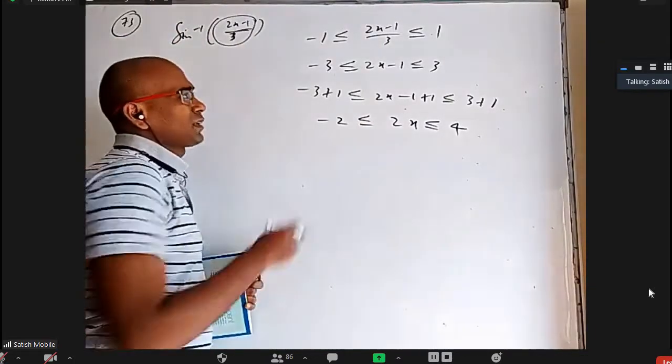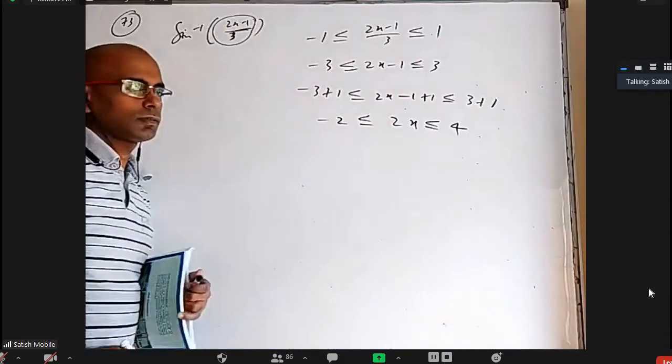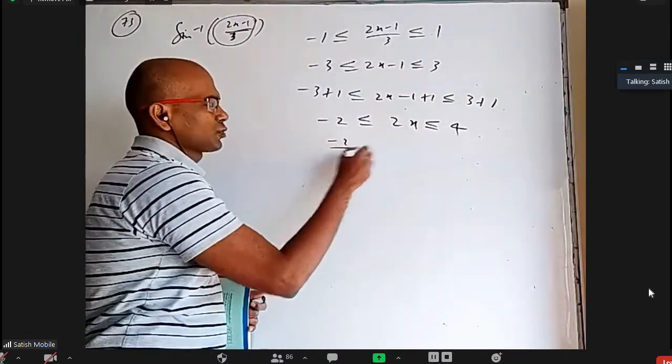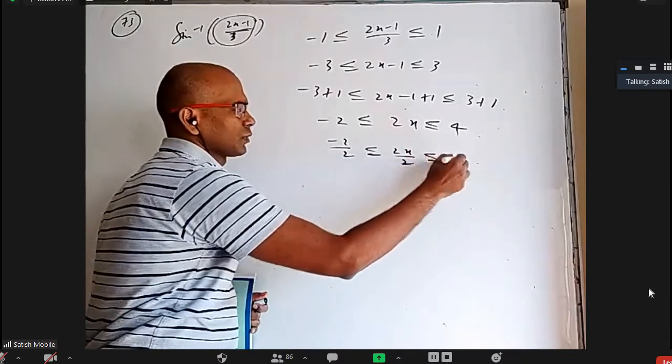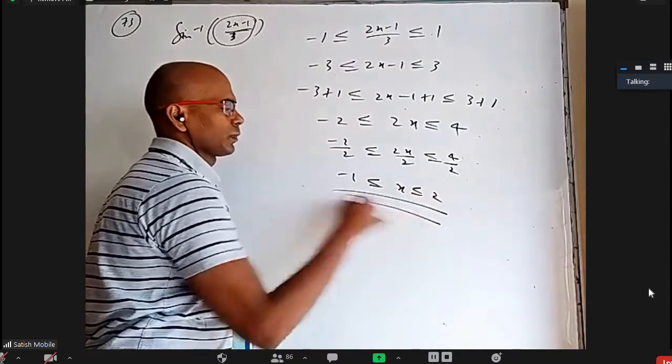Purposely I am telling add because otherwise somebody will bring this minus 1 here and they'll forget to add here or something like that. So it is not that way. We are adding one number everywhere. Divide with 2. Minus 2 by 2 less than or equal to 2x by 2 less than or equal to 4 by 2. We'll get minus 1 less than or equal to x less than or equal to 2.